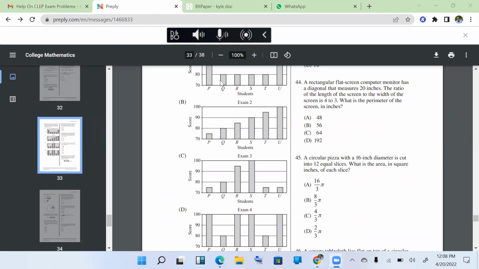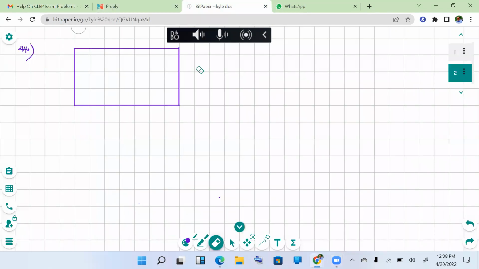Question 44 says that a flat screen computer monitor has a diagonal of 20 inches and the ratio of the length of the screen to the width of the screen is 4:3. So we have a diagonal, let it be 20 inches.